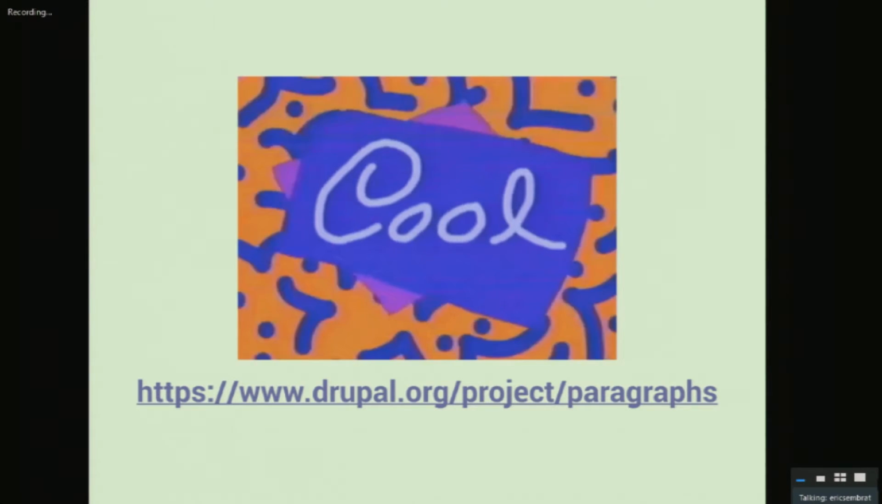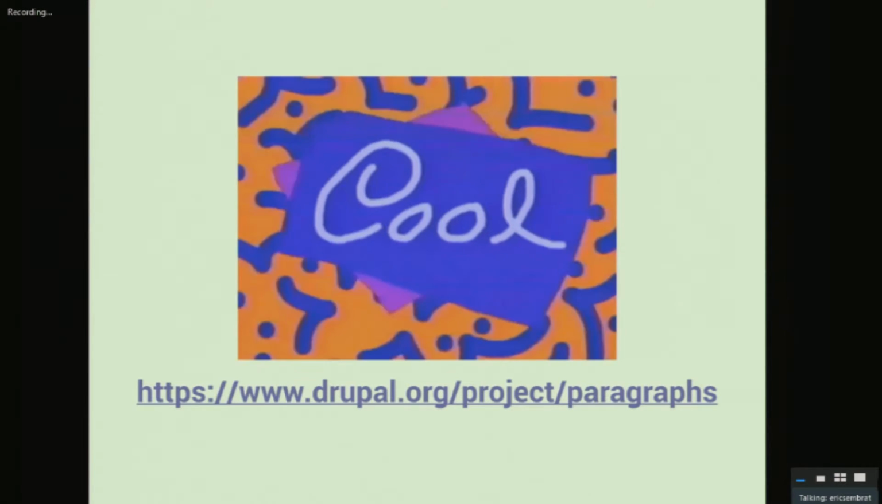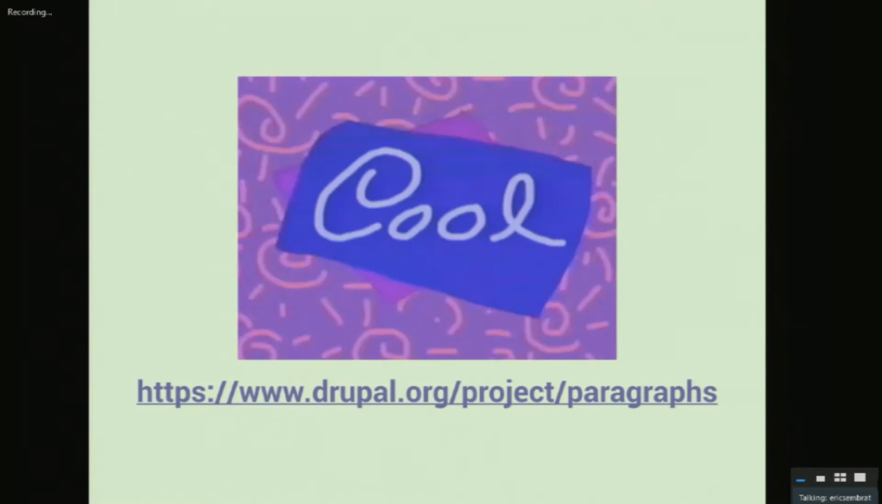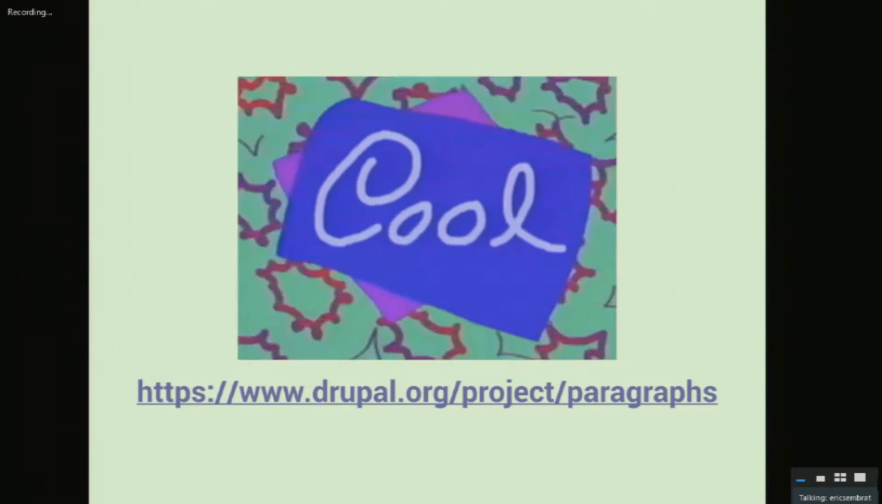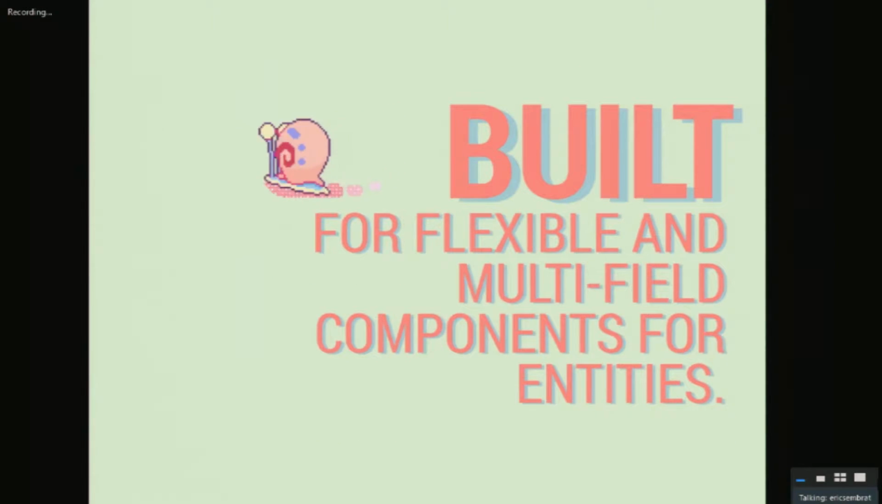So if you play with it in Drupal 7, don't expect a whole lot of things to change in Drupal 8. There's a couple of small changes on how you reference it, but that's more about Drupal 8's changes in how they categorize revision content. That's about it. Like I was mentioning, it's friendly for both Drupal 8 and Drupal 7, and honestly, if you get comfortable with one, moving to the other one's really not going to be a seismic leap in terms of things you have to remember. And of course, like we were mentioning, paragraphs is specifically built for flexible and multi-field components.